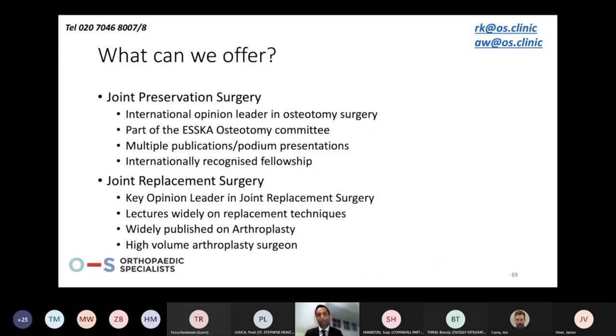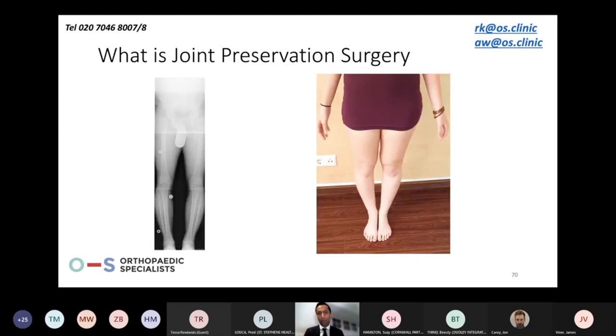So what else can we offer? Well, joint preservation surgery and joint replacement surgery are things that we do a lot of work in on an educational level. Myself and my colleagues are part of the leading committees across Europe, and we do a lot of publications and presentations on this particular area. Myself and Christian Clay, we do a lot of key opinion leading work for joint replacements, as does, in fact, Sebastian Dawson-Bowling. And we do a lot of publications on arthroplasty, and we do a lot of joint replacements where indicated. So I'm going to quickly run through a bit on joint preservation surgery.